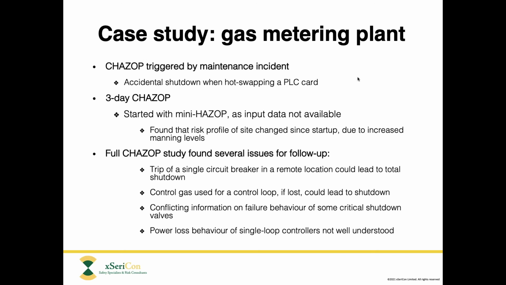And we found quite a number of interesting issues. And one of the most significant ones that for me made the whole CHAZOP study worthwhile was we found that some of the equipment was powered from a single circuit breaker that was in a remote location, not within the boundary of this client's equipment, not even under this client's control, but owned and operated by a different company. And we found that if this single circuit breaker tripped, it would lead to the same consequence again, that the entire unit would shut down, leading to a loss of gas supply to all of the consumers.